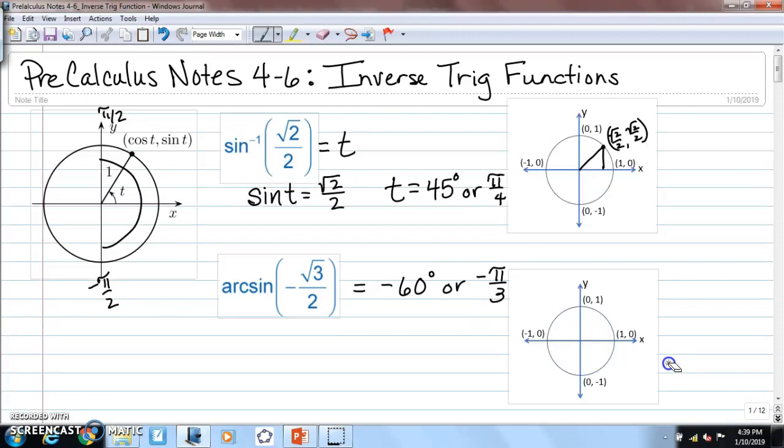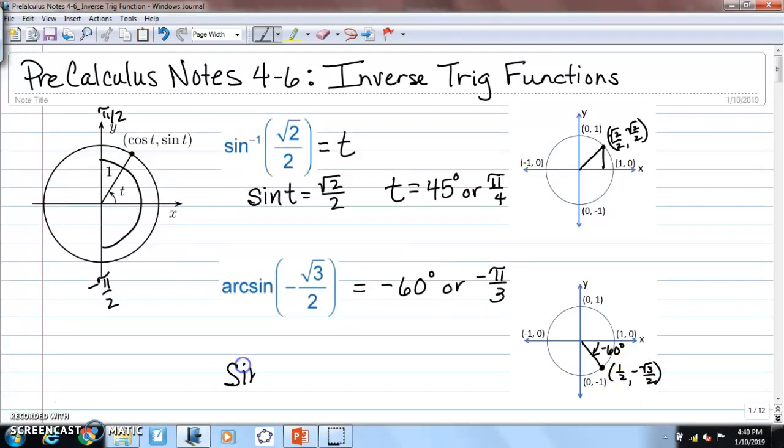But, and I'll draw this a little more like it looks like negative 60. But negative 60 degrees, so right here is negative 60 degrees. The coordinates of this would be 1/2, comma, negative square root of 3 over 2. And there's your y value. Okay? So that's inverse sine.